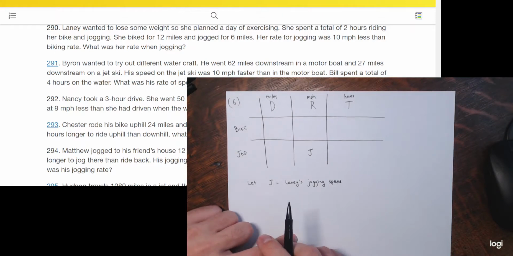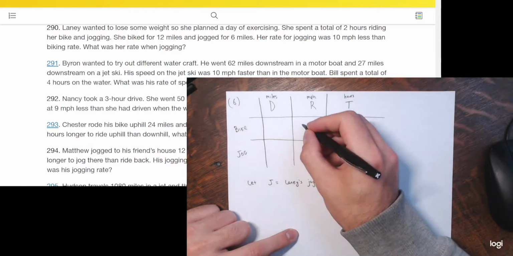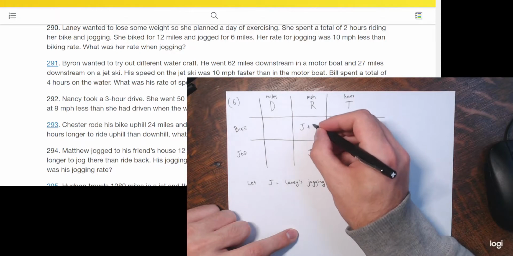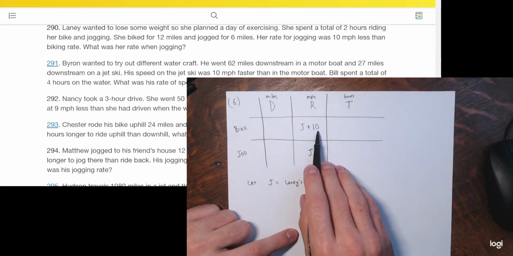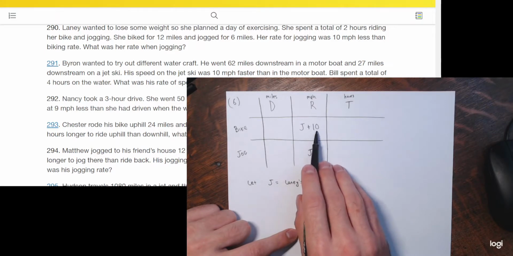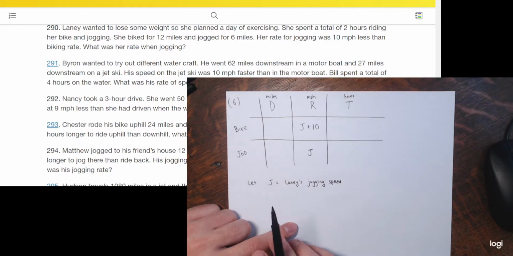And it did say that her rate jogging was 10 miles an hour less than the biking rate. Another way to say that would be that the biking rate is 10 miles an hour more. So the biking rate would be J plus 10. I hope that makes sense, right? Because J plus 10, you go 10 less than that, you're back at J, right? And whatever the jogging rate is has to be 10 less than the biking rate, or the biking rate has to be 10 more than the jogging rate is another way to say that.